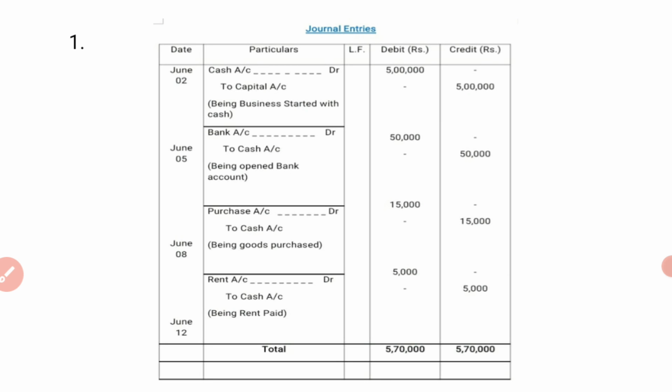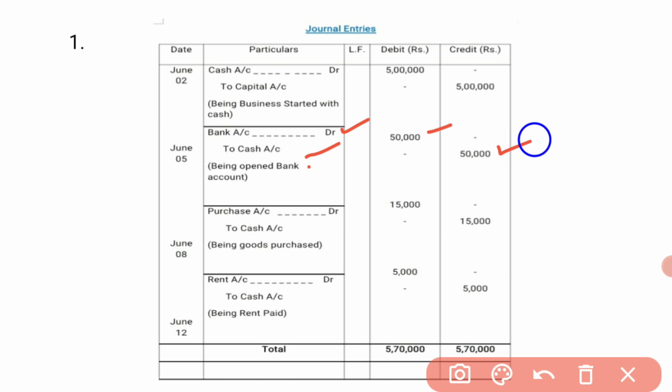So second transaction, June 5, bank account debited to cash account with rupees 50,000 debit and 50,000 credit. Narration being opened a bank account. So here bank account is debited. Why? Because you are going to open the bank account. So bank is receiving the amount. It is to be debited. From you cash is going, that is credited.